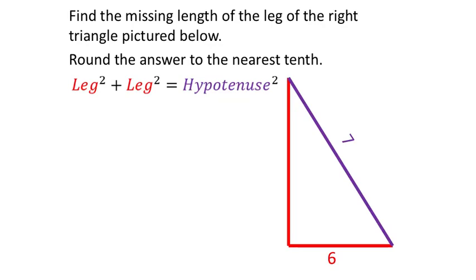So we do want the missing leg length of this right triangle. Again, they're telling us it's a right triangle, so even though they're not showing the right angle, it does exist right there, which would be a 90-degree angle, which means that we can use the Pythagorean theorem.